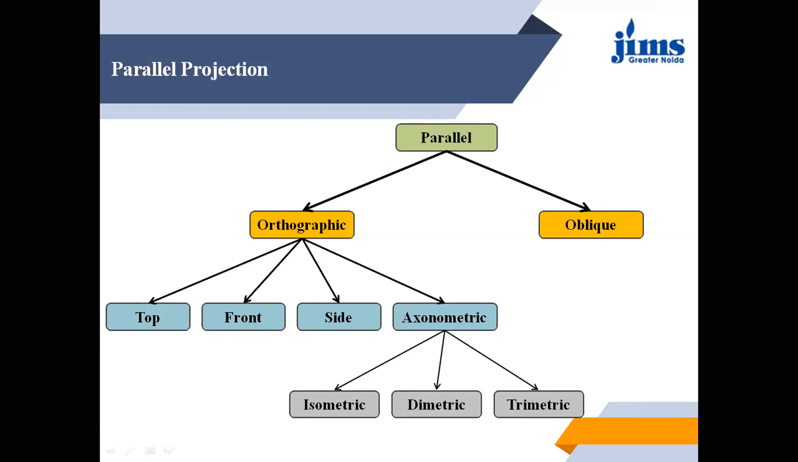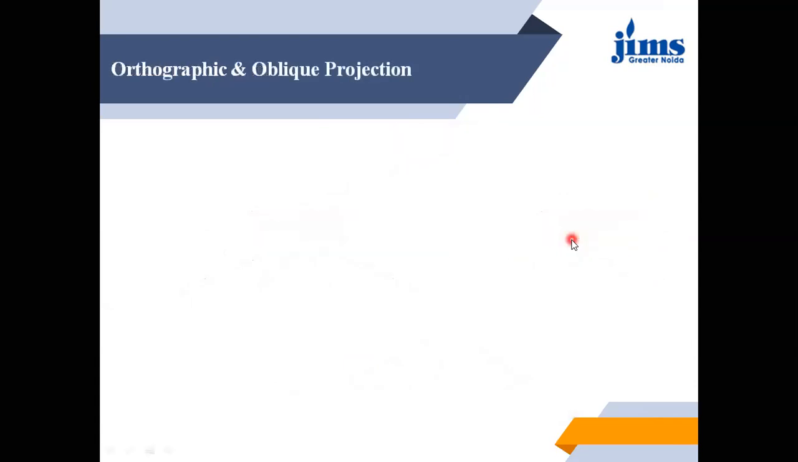Whereas oblique projection can be divided broadly into two categories. The first is cavalier oblique parallel projection, and the second is cabinet oblique parallel projection. So first we will try to understand the difference between orthographic and oblique projection.